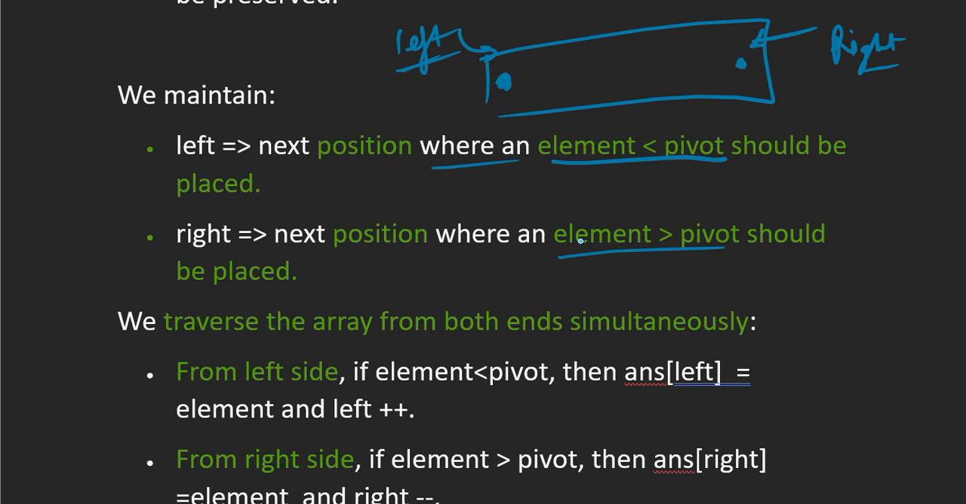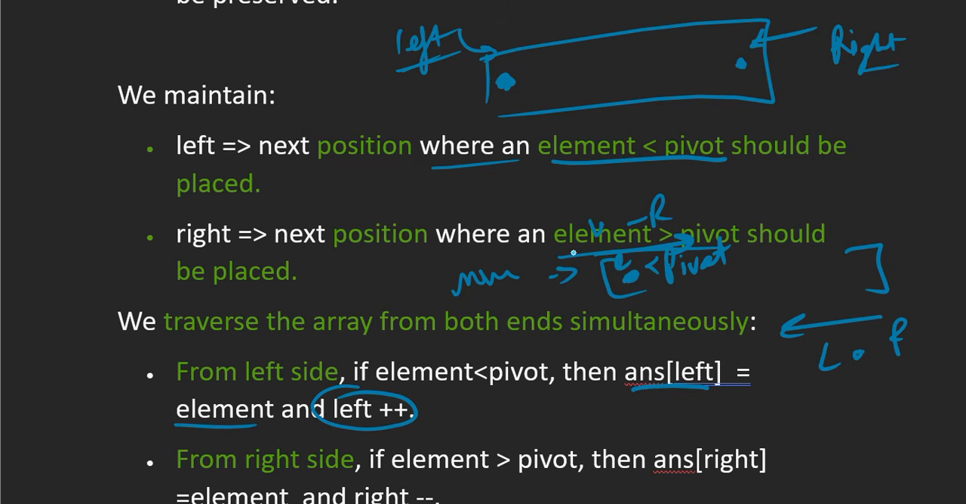Then we traverse our nums array from both sides simultaneously, from left to right and from right to left. From the left side, if we get an element which is less than pivot, then we put that element at the place where our left pointer is pointing, right? So answer of left is equal to that element, and then we increment the left pointer by 1.